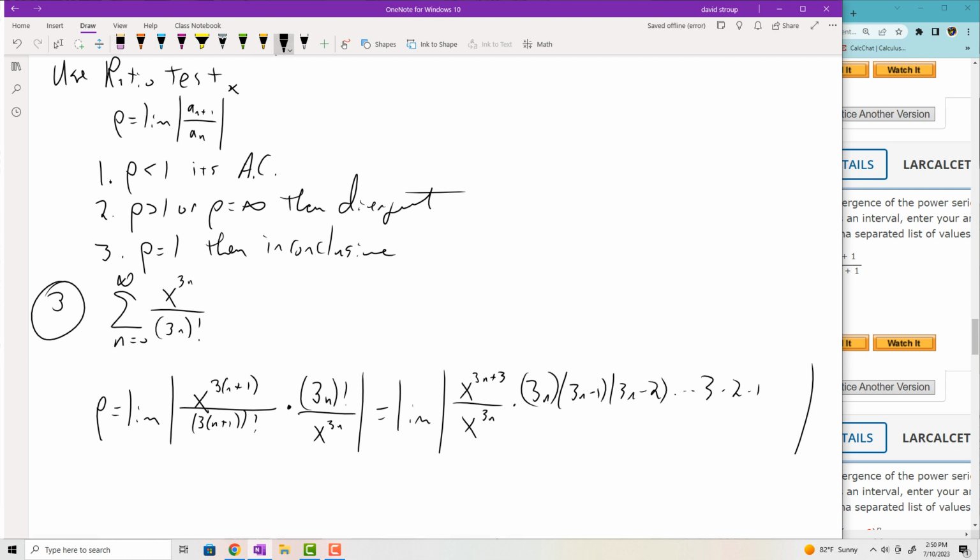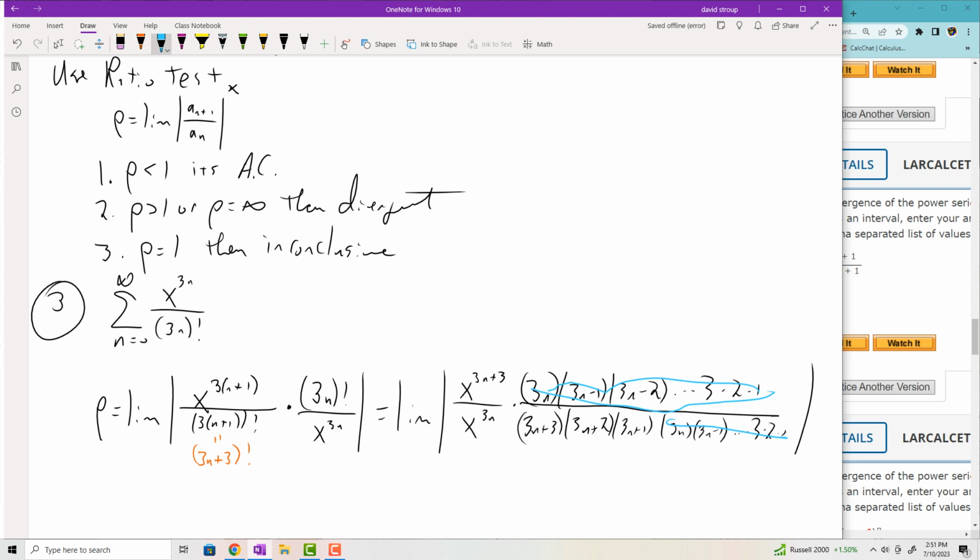Be a little careful. I don't know why people make this mistake. People will like to write 3n plus 1, but it's not, right? You have to distribute. It's 3n plus 3 factorial. And then we could write it out. Write out enough terms so you can see a cancellation happening. There it is. So this junk will cancel with that junk.